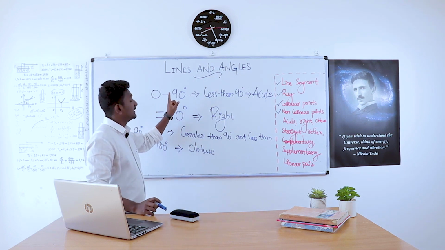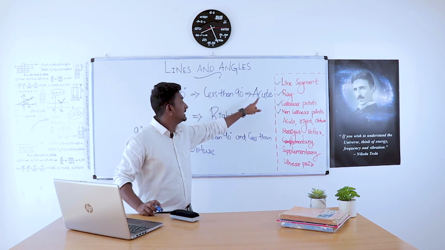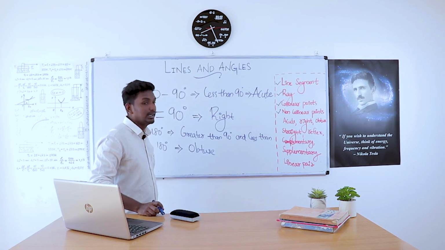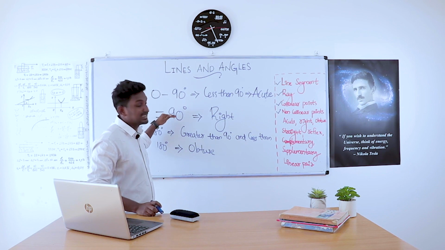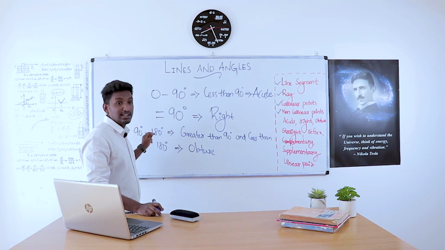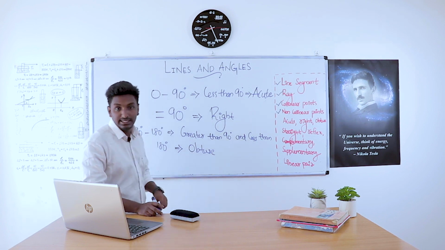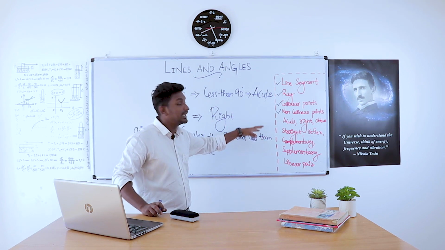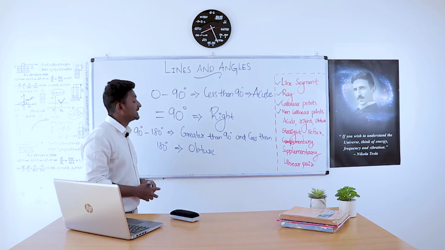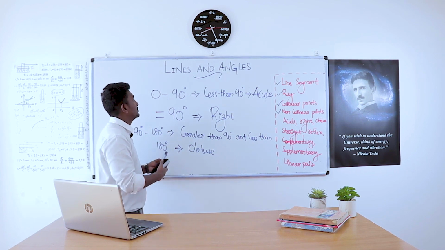Now, if the value of the angle is less than 90 degrees, then it is known as an acute angle. If the value of the angle is equal to 90 degrees, then that angle is known as a right angle. If the value of the angle is greater than 90 degrees and less than 180 degrees, then it is known as an obtuse angle.